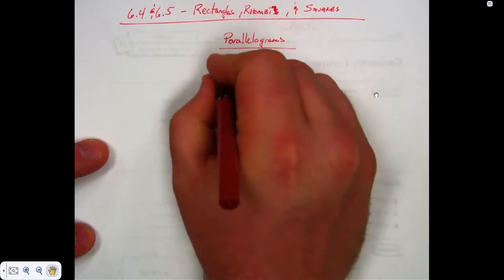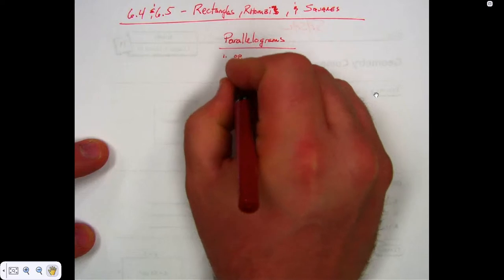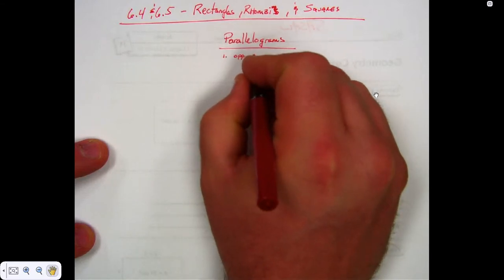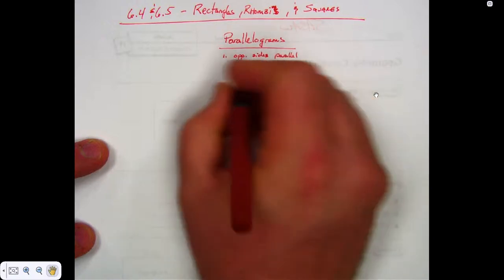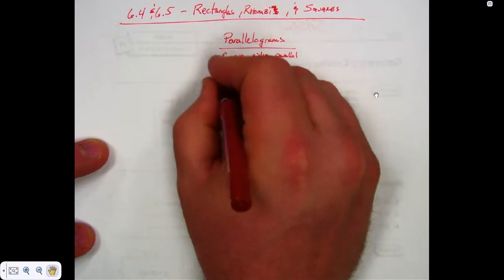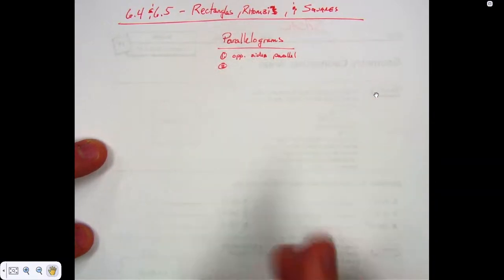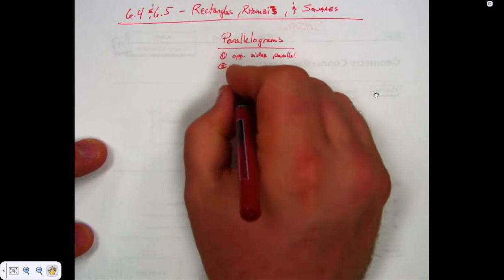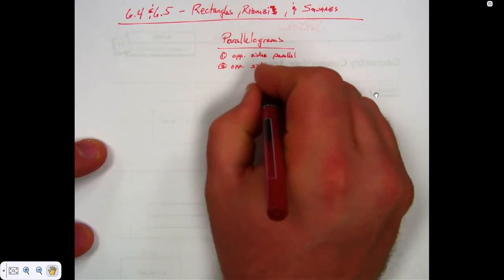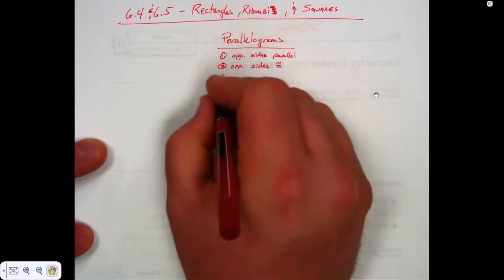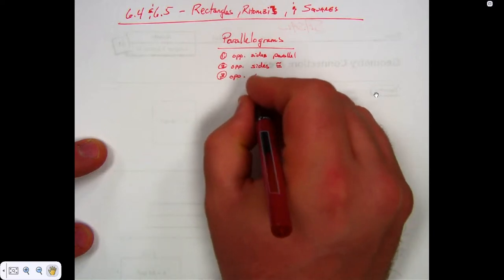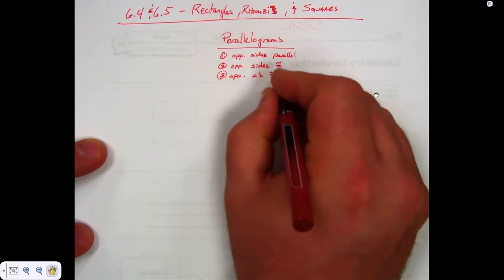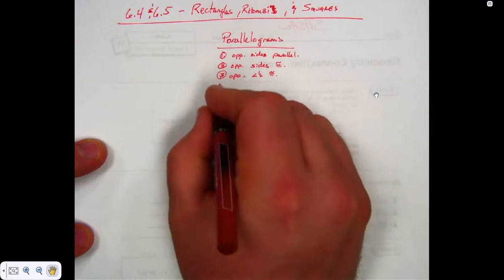parallelograms. What things are true about a parallelogram? And we're going to do a lot of opposite sides parallel, right? 1, 2, what else? Let's keep going with the opposite thing. Opposite angles are what? Good. With one diagonal.